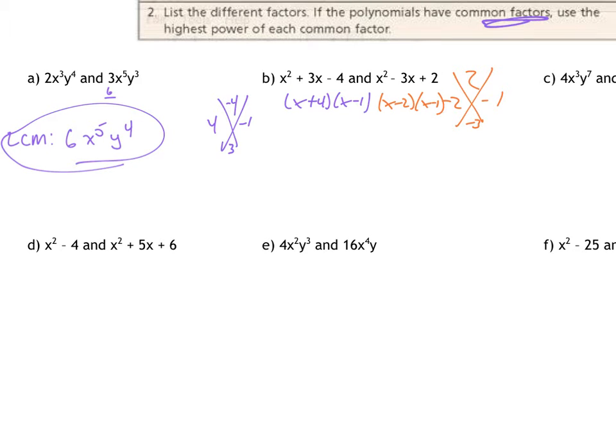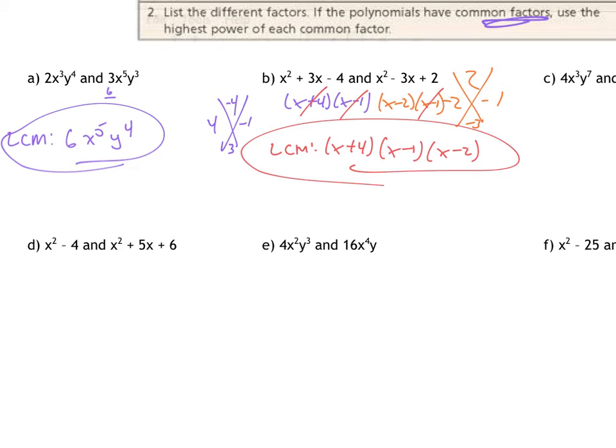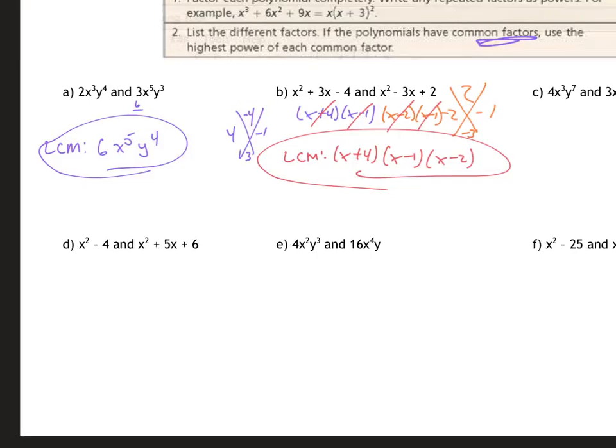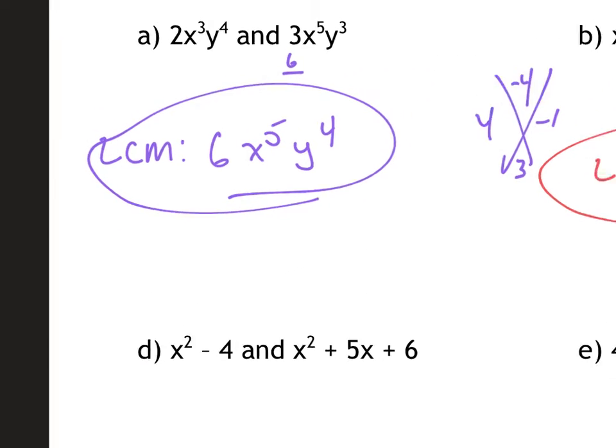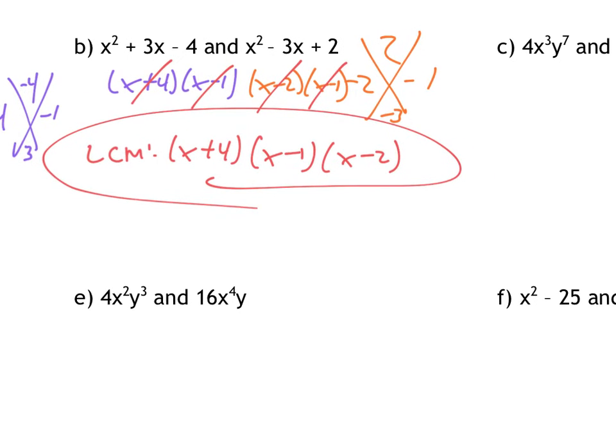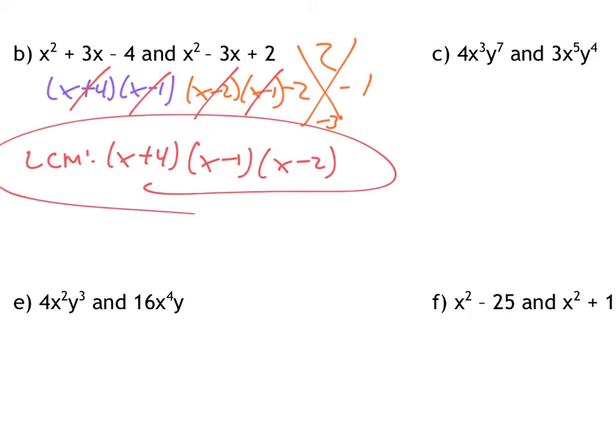So now, all I'm going to do is pick one of each. Since I've already used the x minus 1, let's pick them. So I've got x plus 4, I used that. X minus 1, used it. X minus 2. So that's my least common multiple here. You only have to write each factor once. Whereas with the normal variables over here, you're going to use the largest one. Over here, with your factors, once you write it once, you are good to go.